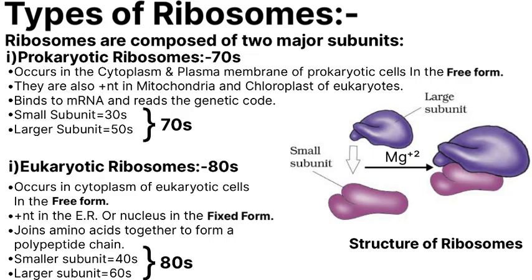You can't call them smaller subunit or larger subunit every time. They have their own specific names, which are also important. Their names are different in the 70S and 80S ribosomes. Let's see what these are. The 70S ribosomes are composed of two subunits. One is the smaller subunit, which is 30S, and the larger subunit, which is 50S.